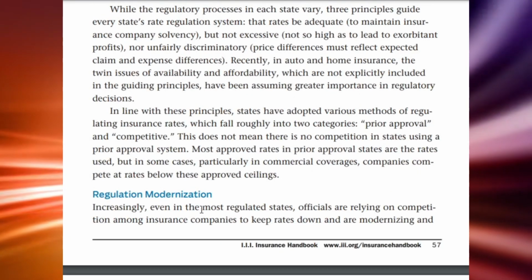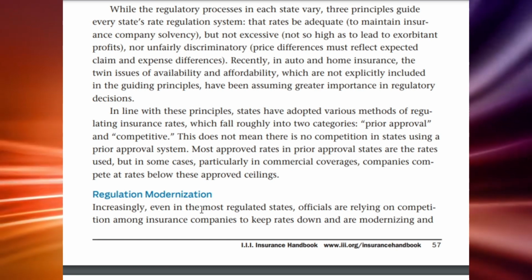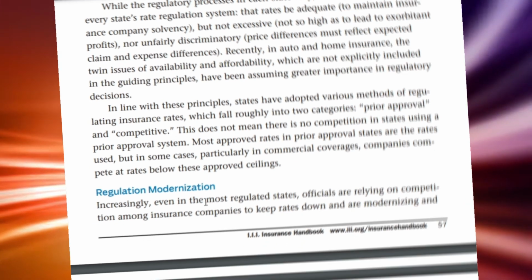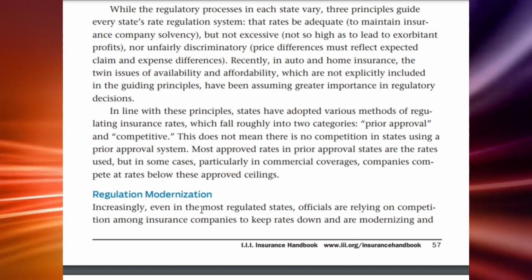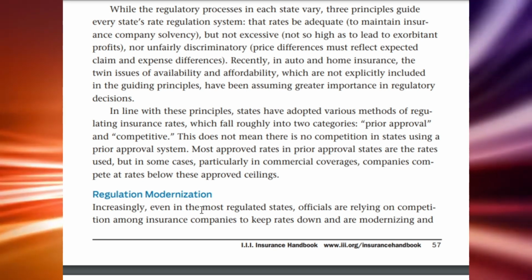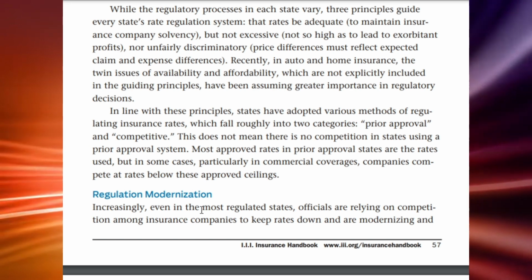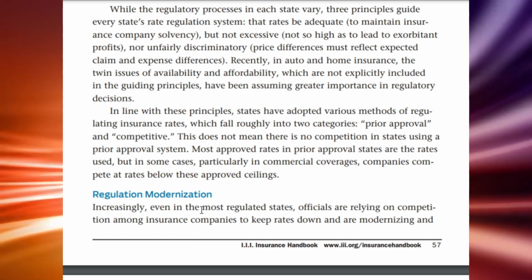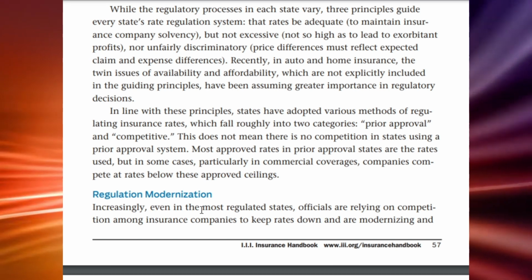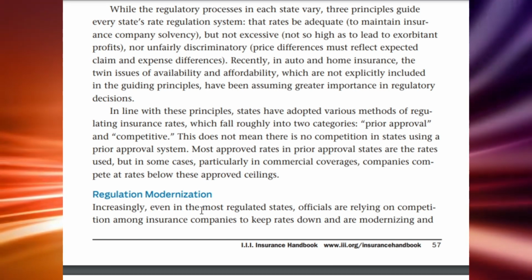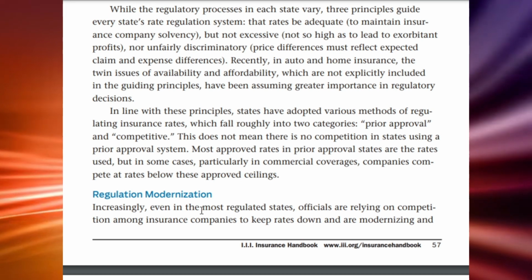Does the regulatory process in each state vary? The principle that guides every state's rate regulation system is that rates be adequate to maintain insurance company solvency, but not excessive, not so high as to lead to exorbitant profits, nor unfairly discriminatory. Price differences must reflect expected claims and expense differences. Recently, in auto and home insurance, the twin issues of availability and affordability, which are not explicitly included in the guiding principles, have been assuming greater importance in regulatory decisions.